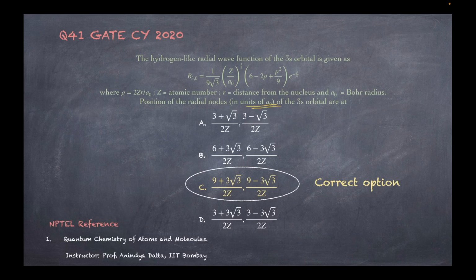Now the question is about finding the position of radial nodes in the units of a0. So the answer will be option C, because option C says 9 plus 3 root 3 divided by 2z and 9 minus 3 root 3 divided by 2z. So this is the correct option.